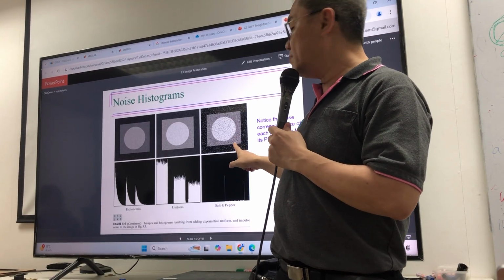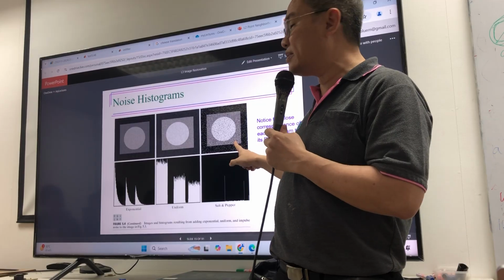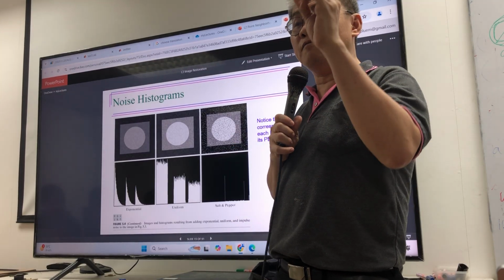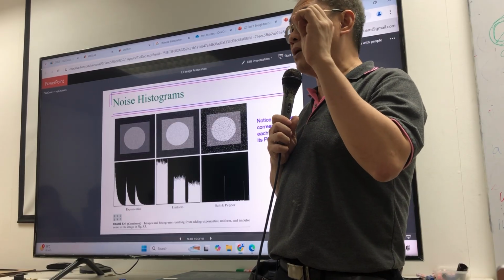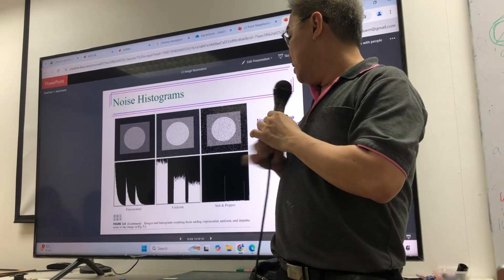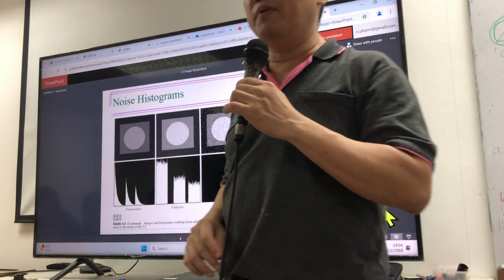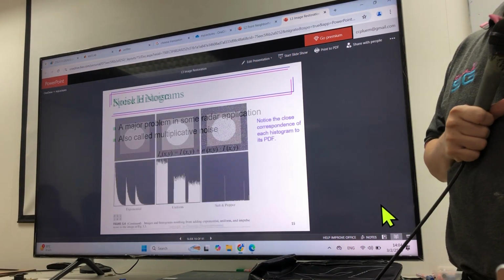You can see salt and pepper noise is very obvious. You'll see white dots, which means salt noise, and black dots, which means pepper noise. It's very obvious for salt and pepper noise.